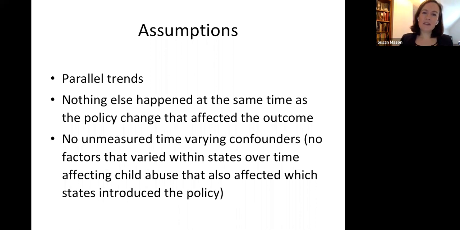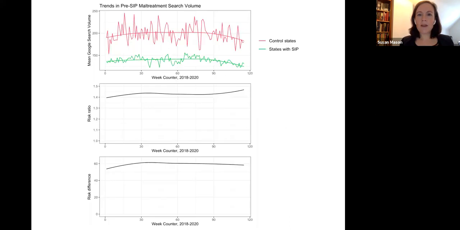The assumptions of these models are that the trends were parallel prior to the imposition of SIP in the SIP and non-SIP states, that nothing else happened at the same time as the policy change that affected the outcome, and that there are no unmeasured time-varying confounders, i.e. factors that varied within states over time that affected both the child abuse searches and also affected which states introduced the policy. One of these we can look at: parallel trends.